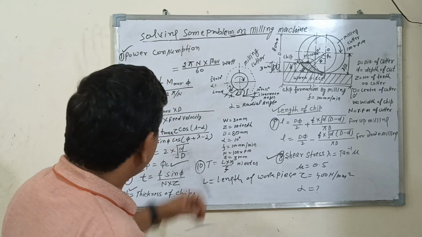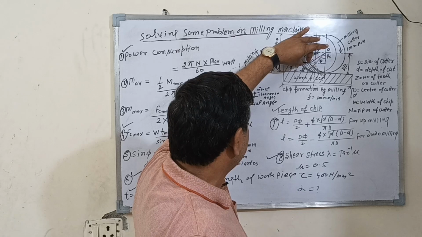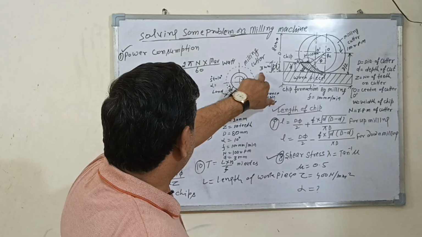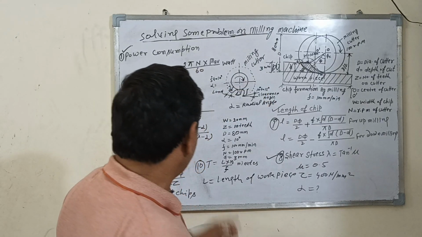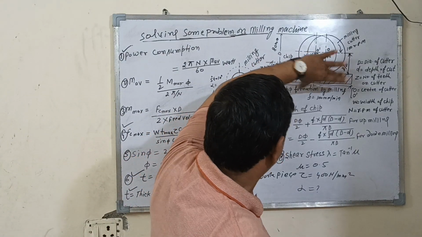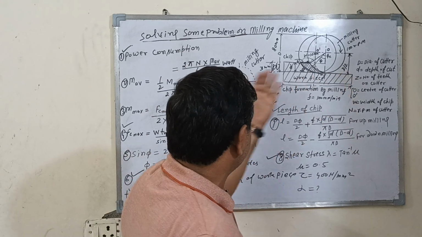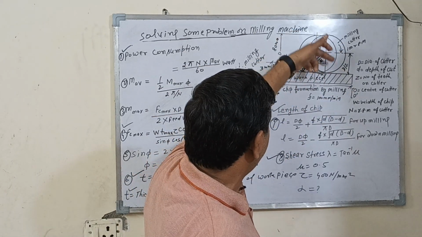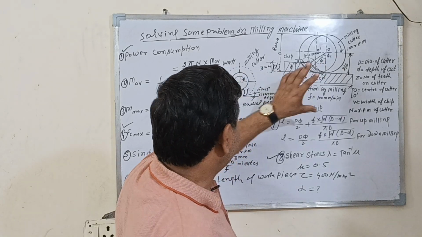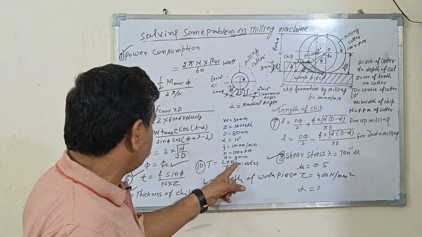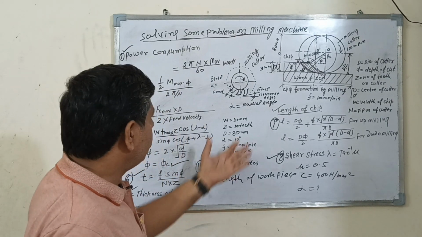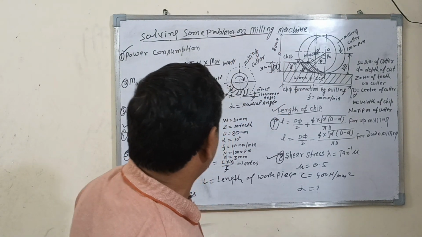Second, how much time is required to remove the metal with a 3 mm depth? The formula used is T equals L into N divided by F. L is the length of the workpiece, and N is the number of passes. When the workpiece is removed 1.5 mm in 1 pass, completing 3 mm means 2 passes. So the value of N is 2 here, divided by the F value here, then you can calculate the total time required to remove the 3 mm depth of cut.